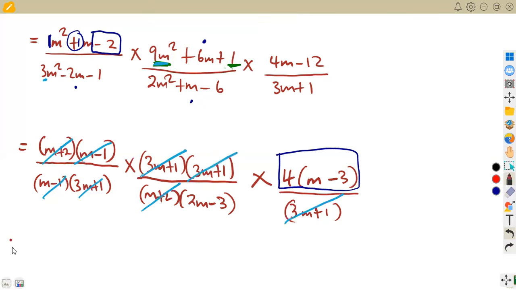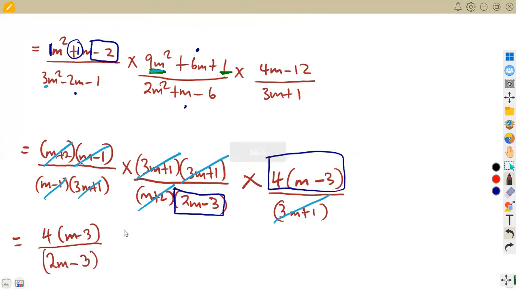So this is going to give us 4 into m minus 3. What about the denominator? We are left with 2m minus 3. You can even have the bracket if you want, or you can just leave it like that. It's one and the same thing.